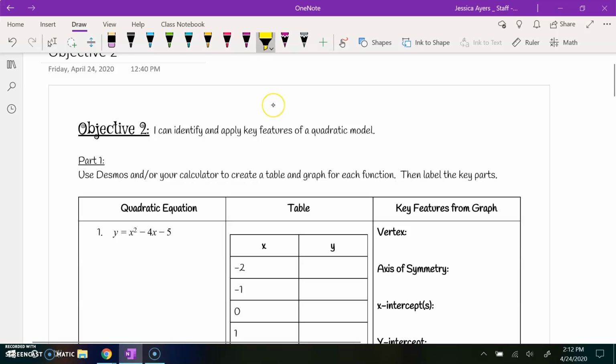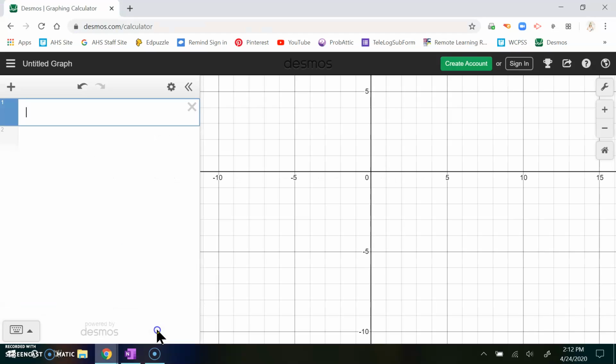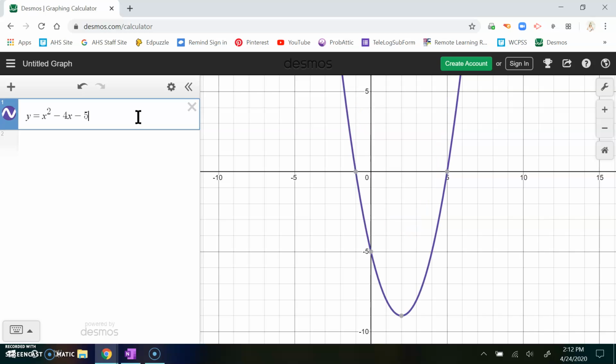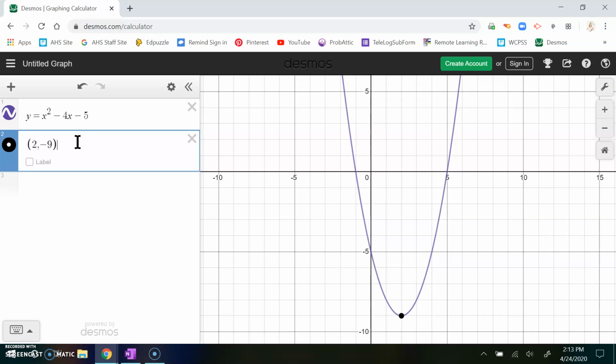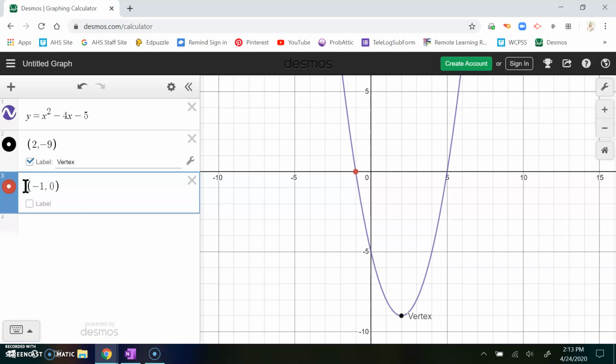So you're going to type in this equation, y equals x squared minus 4x minus 5, into your Desmos graph. From there, Desmos gives you a nice little graph. If you click on the gray dots, that will give you your key points. So we can say that at (2, -9), we're going to label that as the vertex. And at (-1, 0), that is x-intercept 1.